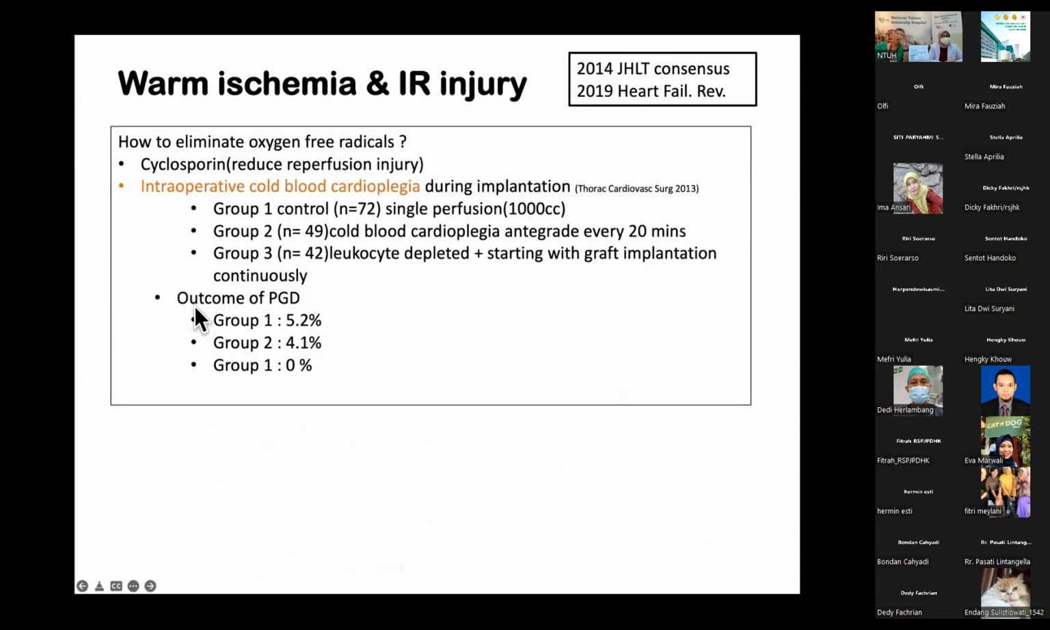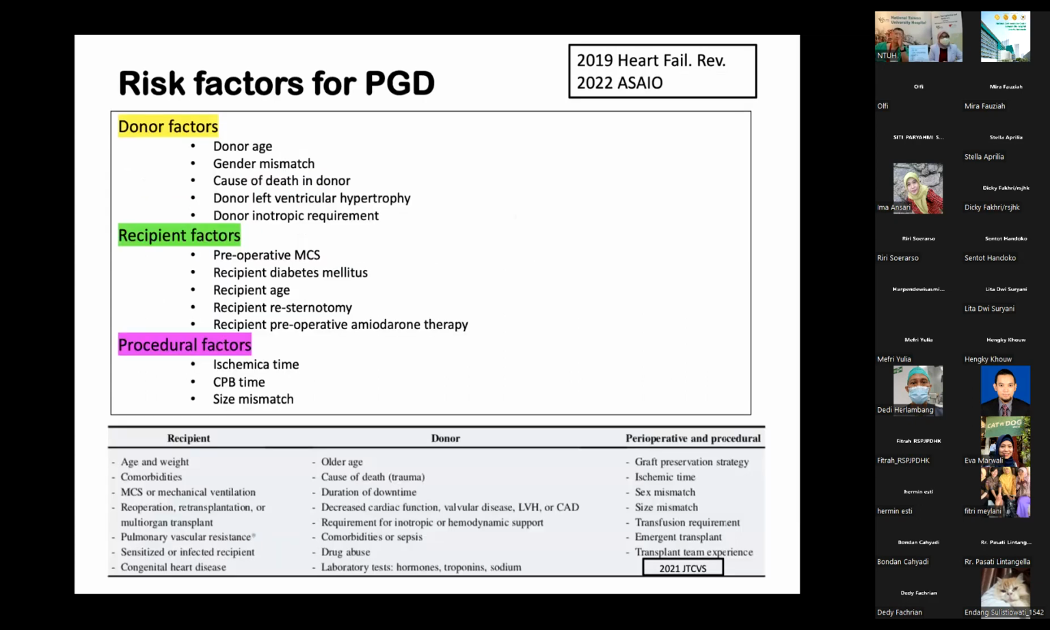Okay. Talk about the warm ischemia revision. There are some studies about the cyclosporine. I think I will skip this slide. Usually, intracardiac pressure implantation, warm cooling or hot cooling, but it's not so important. It's only for study.